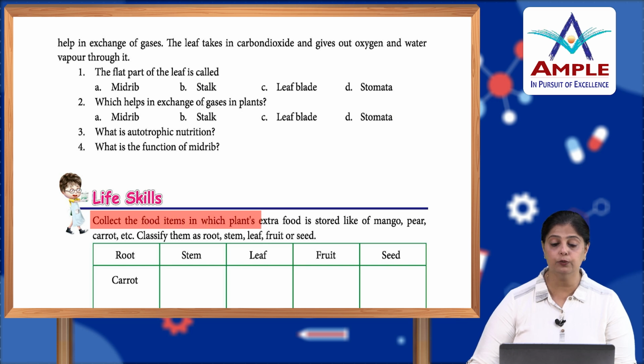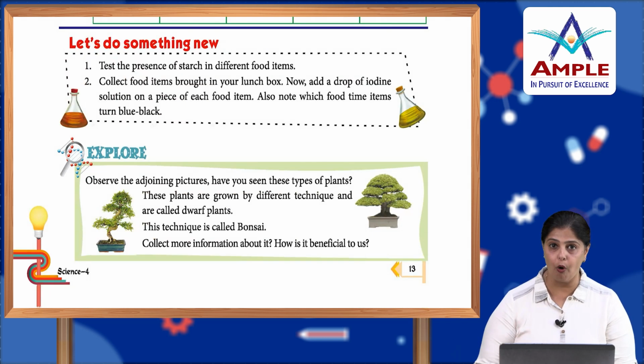Now, life skills. Collect the food items in which plants' extra food is stored like mango, pear, carrot, etc. and classify them as root, stem, leaf, fruit or seed. So, we already have carrot here which is a root. Now, find out more.